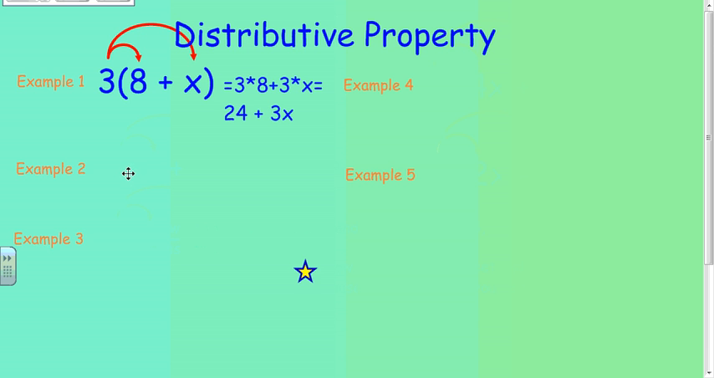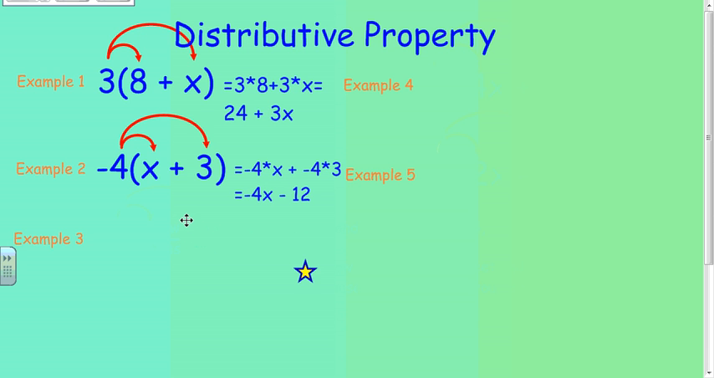Let's look at another example. -4 times the quantity x plus 3. So we're going to multiply the first terms, the -4 times the x, and then we'll multiply the -4 times the 3, distributing the -4 to both terms inside the parentheses. And our result would be this: -4 times x plus -4 times 3. -4 times x is simply -4x, while -4 times 3 is -12.